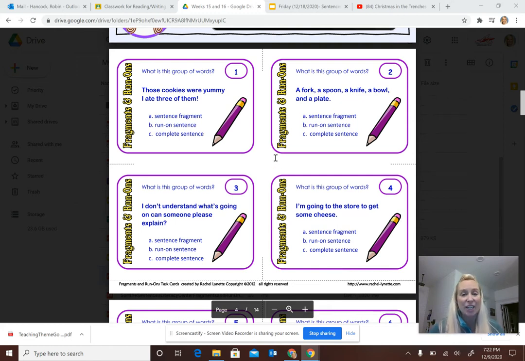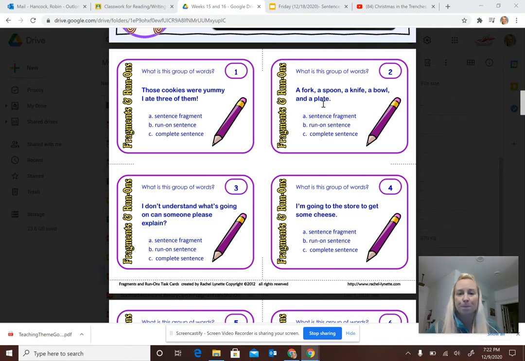What I would really need to do to fix this sentence would be to put a period after yummy and start a new sentence with I ate, or I could put a comma and the conjunction word so. Those cookies were yummy, comma, so I ate three of them. But you either need to split it into two sentences with a period, or you need to have a comma and a conjunction word there in order to make it a complete sentence. Because right now it is a run on.